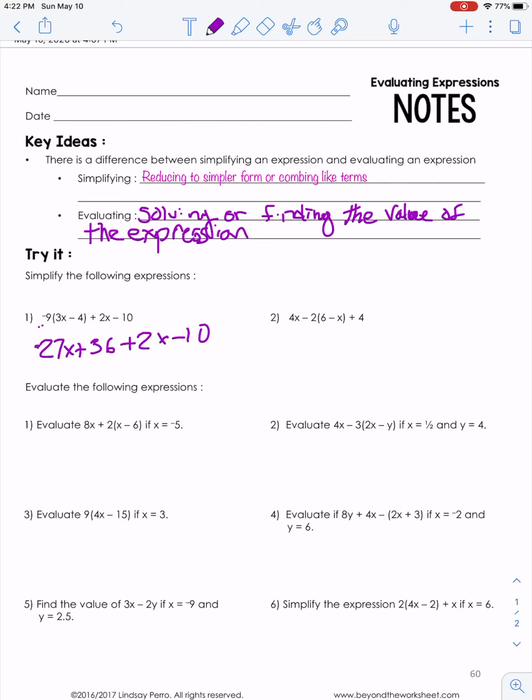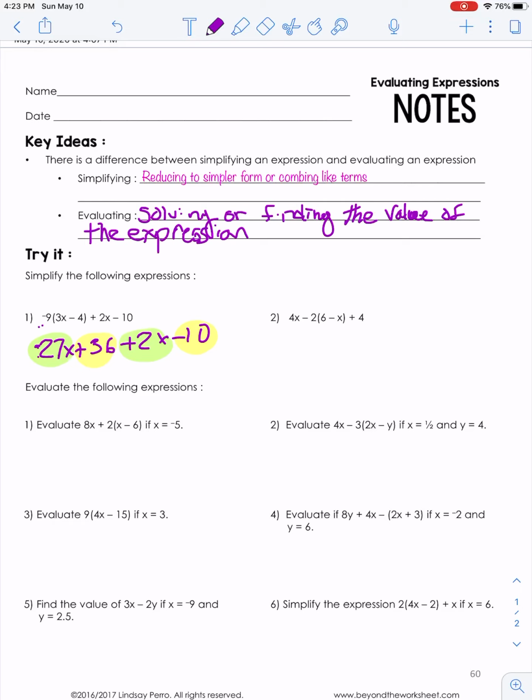So now we can combine our like terms. So we have to find our like terms. We have -27x and 2x. Then we have our constants, +36 and a -10. So we're going to combine those two. So we take our negative plus our positive.